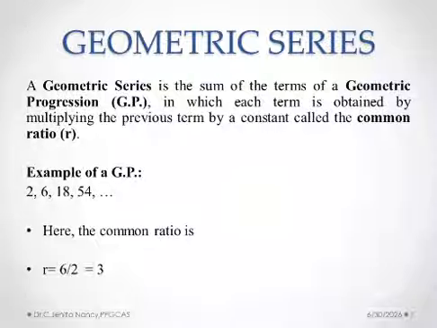Now comes the geometric series. A geometric series is the sum of the terms of a geometric progression in which each term is obtained by multiplying the previous term by a constant called the common ratio. Now we're going to see an example of a GP. The numbers are 2, 6, 18, 54. 6 by 2 gives 3, 18 by 6 gives 3, 54 by 18 gives 3. Hence, the common ratio R is equal to 3.